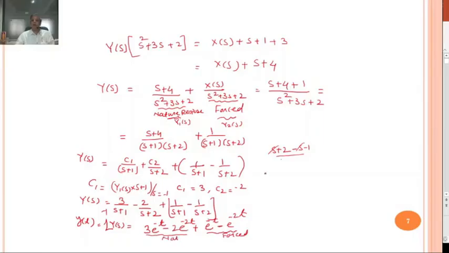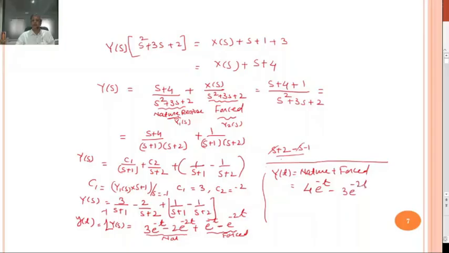And the total response y of t, the total response is natural response plus the forced response, and that equals, if we add this, minus 2, this 3 and this 3 and this 1, that becomes 4e raised to minus t, and this minus 3e raised to minus 2t. So the output or the total response of the system is the natural response plus forced response, and that equals this.